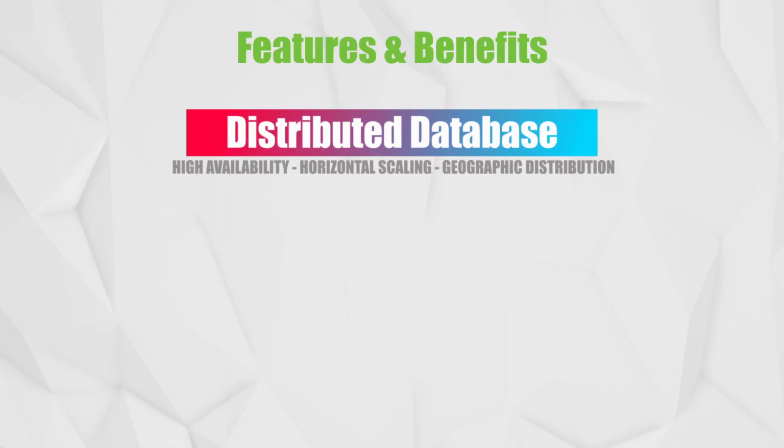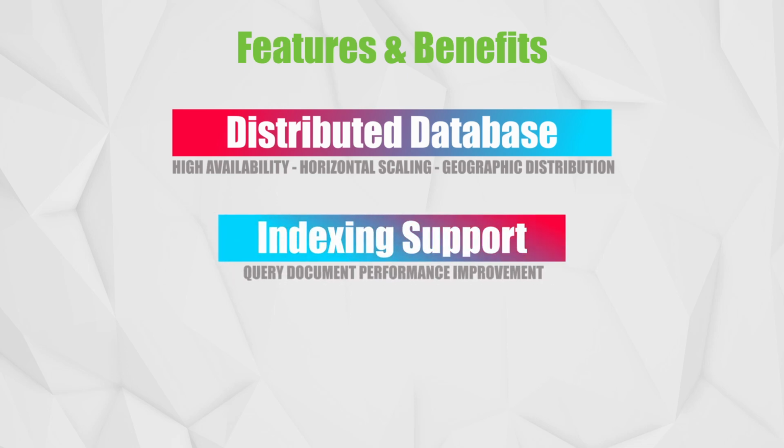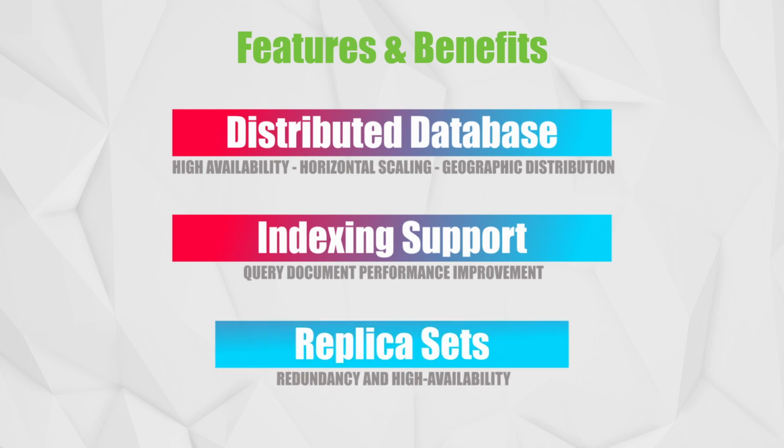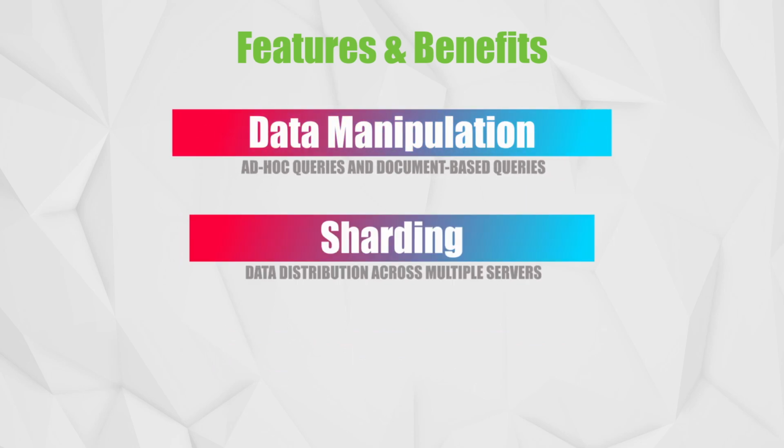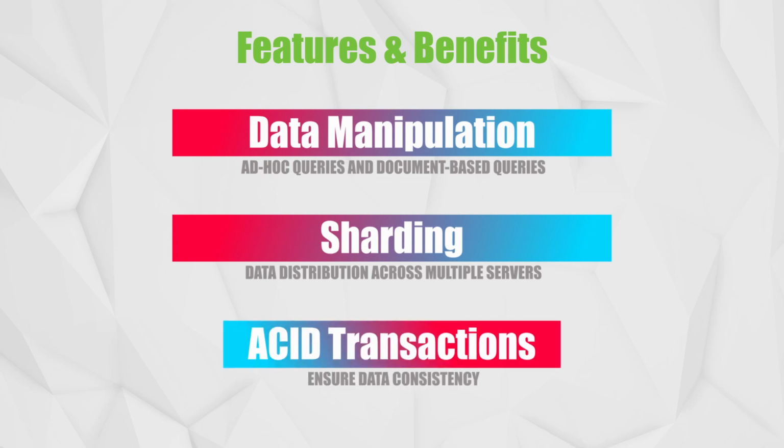MongoDB is a distributed database at its core, so high availability, horizontal scaling, and geographic distribution are built in and easy to use. It supports indexing for document fields, which can improve query performance. Data redundancy through replica sets to ensure high availability. Provides ad hoc and document-based queries for manipulating data. Sharding allows data distribution across multiple servers or clusters, which can handle high traffic and failure recovery. MongoDB supports multi-document ACID transactions for the use cases that require them.